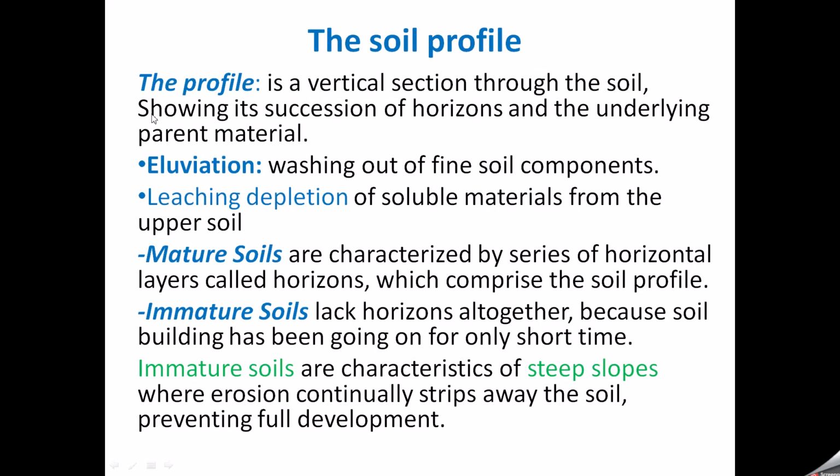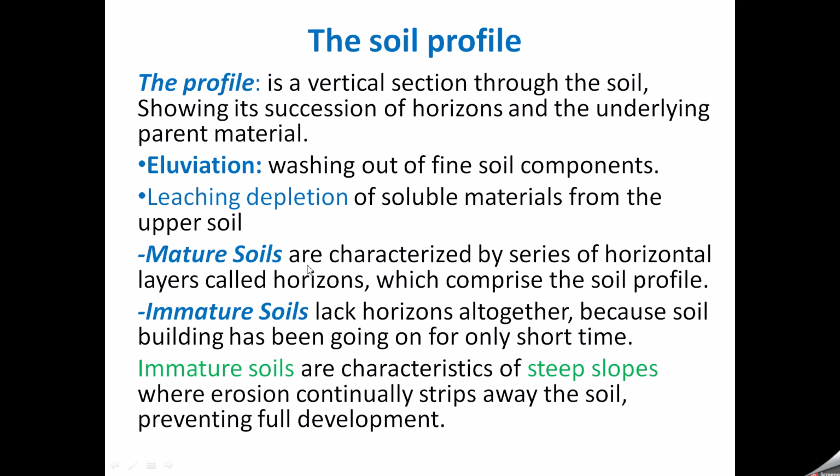Okay, the soil profile. The profile is a vertical section through the soil showing its succession of horizons and the underlying parent material. We have two definitions here. Eluviation, which is washing out of fine soil components. When fine soil components are washed out, we call it eluviation. Leaching, which is depletion of soluble materials from the upper soil. And usually you'll have a very white, light color.